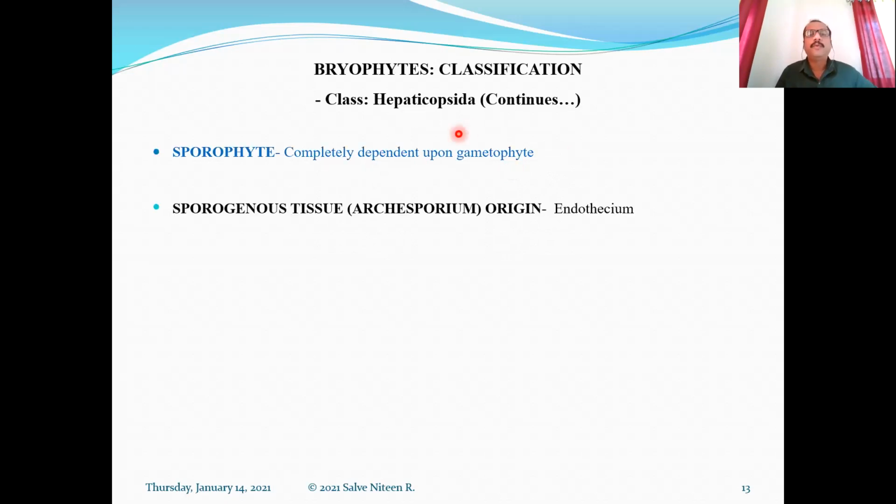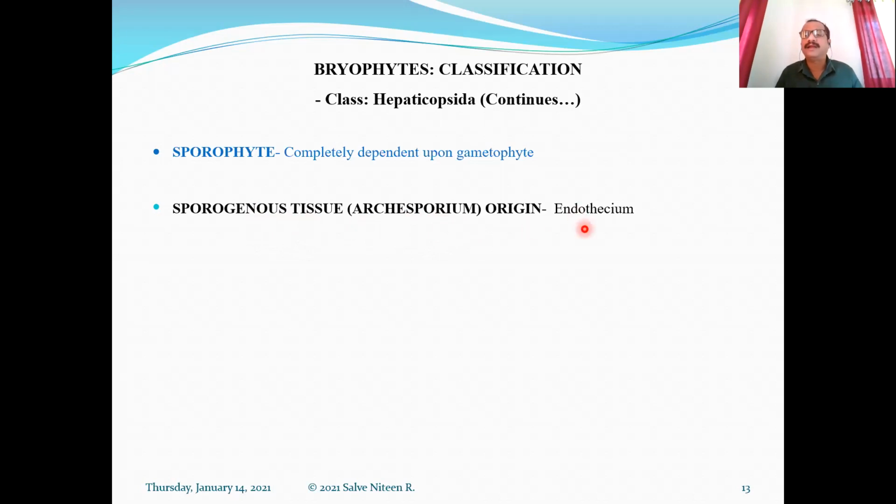Next is sporogenous tissue. Sporogenous, genus means producing. Tissue which is producing spores is called sporogenous tissue. This sporogenous tissue consists of spore mother cells, and these spore mother cells by meiosis, reductional division, produce haploid spores, and that we have studied. So this sporogenous tissue is also called archesporium. The first generation cells of sporogenous tissue is called archesporium. And what is the origin of archesporium? From where is archesporium originated?